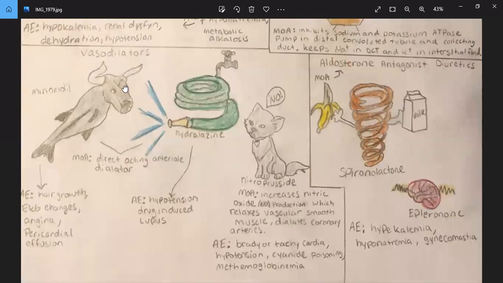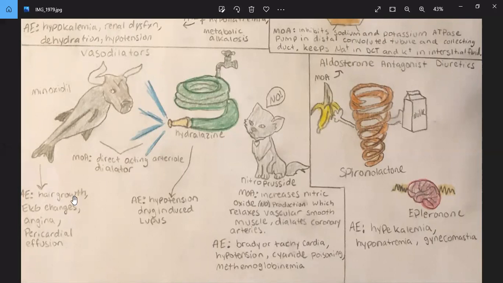Moving on, we have our vasodilators. So minoxidil, we learned that before for dermatology. And then hydralazine. So, by the way, this is a minnow ox for minoxidil. And this is a hose or a hydrant for hydralazine. The mechanism of action for these is just that they work right on the arterioles and dilate them.